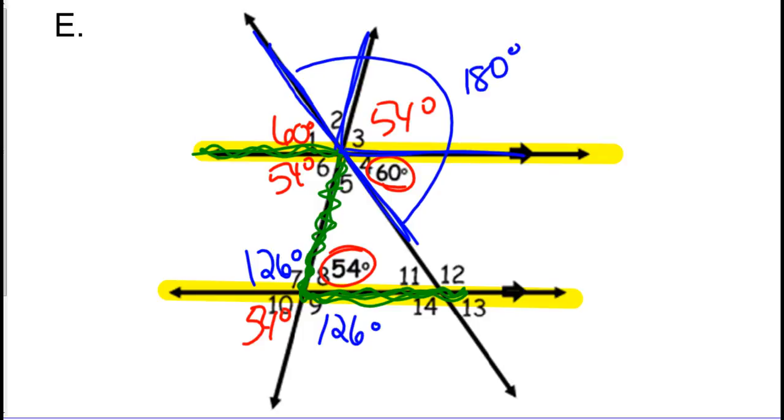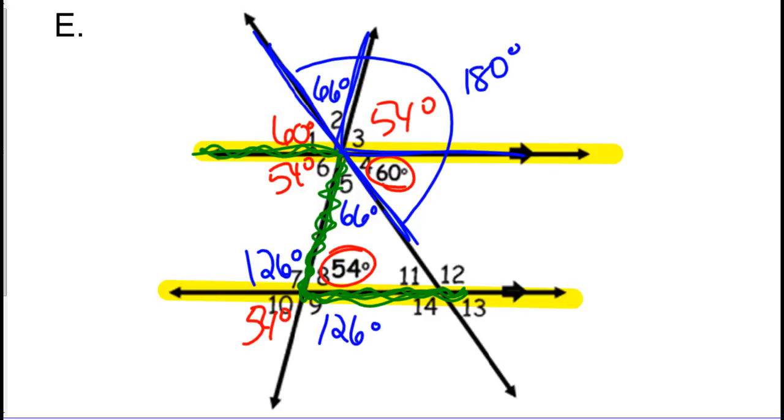180 degrees, there we go. So if I do 180 minus 54 minus 60, that'll give me the measure of angle 2, right? So when I type that in, I get 66 degrees. And then, of course, angle 5 is vertical. So that's 66 degrees.